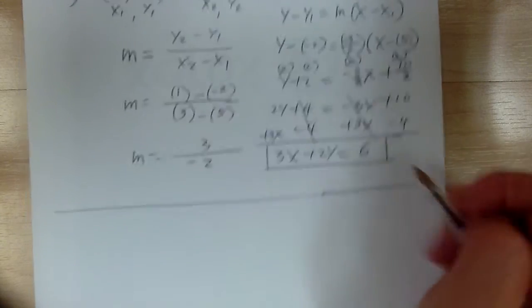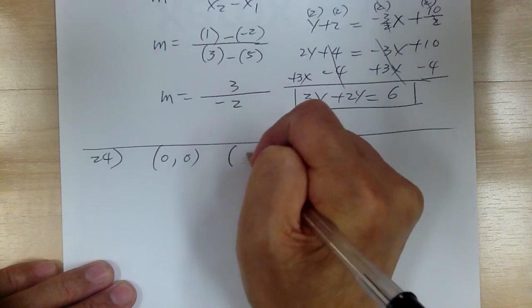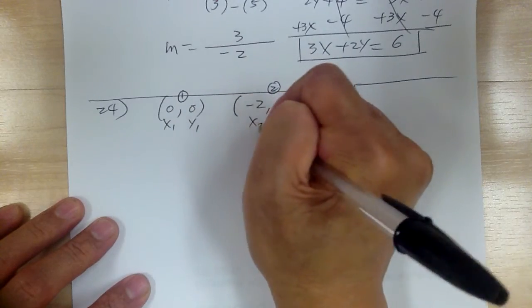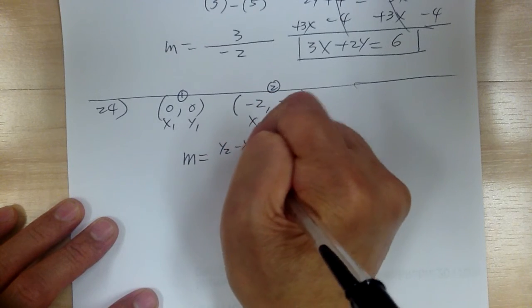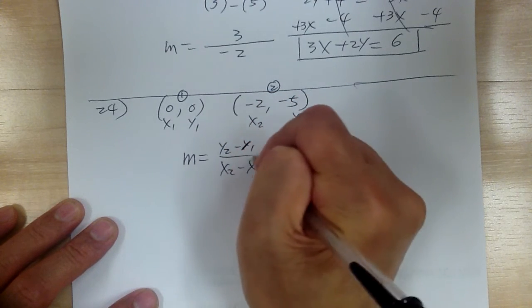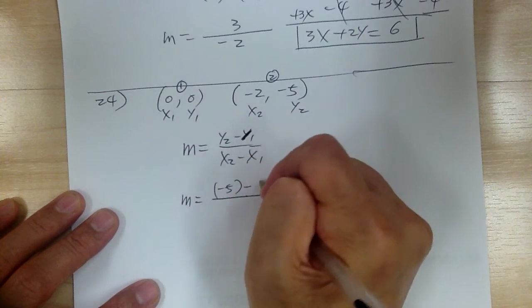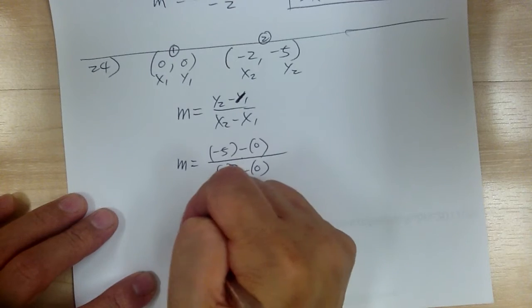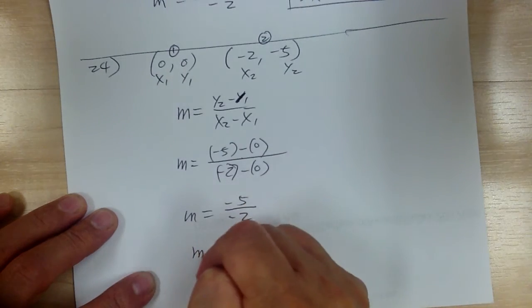Let's go to number 24. You have (0, 0) and (-2, -5). So here's your point 1 and point 2, your x1, y1, x2, y2. First look for the slope. The slope equals y2 minus y1 over x2 minus x1. So you substitute: -5 minus 0 over -2 minus 0. So m equals -5 over -2, which equals 5 over 2.